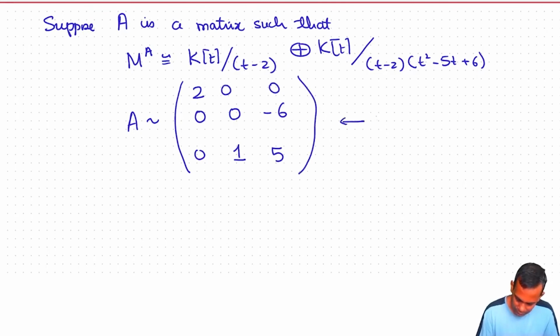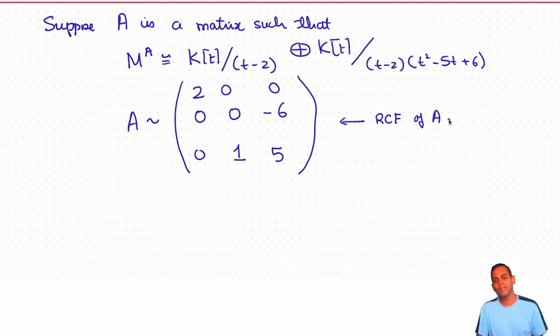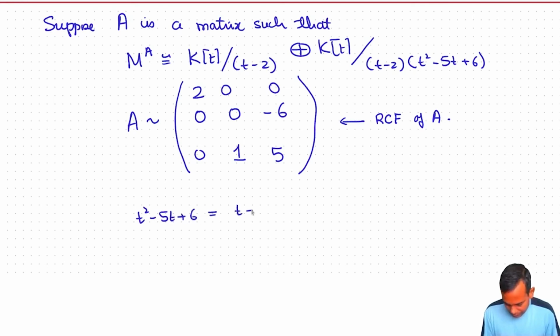This is the rational canonical form of A. And from this, I'll show you how to derive the Jordan canonical form. So now let's factorize this polynomial here. This t squared minus 5t plus 6 is t minus 2 into t minus 3.